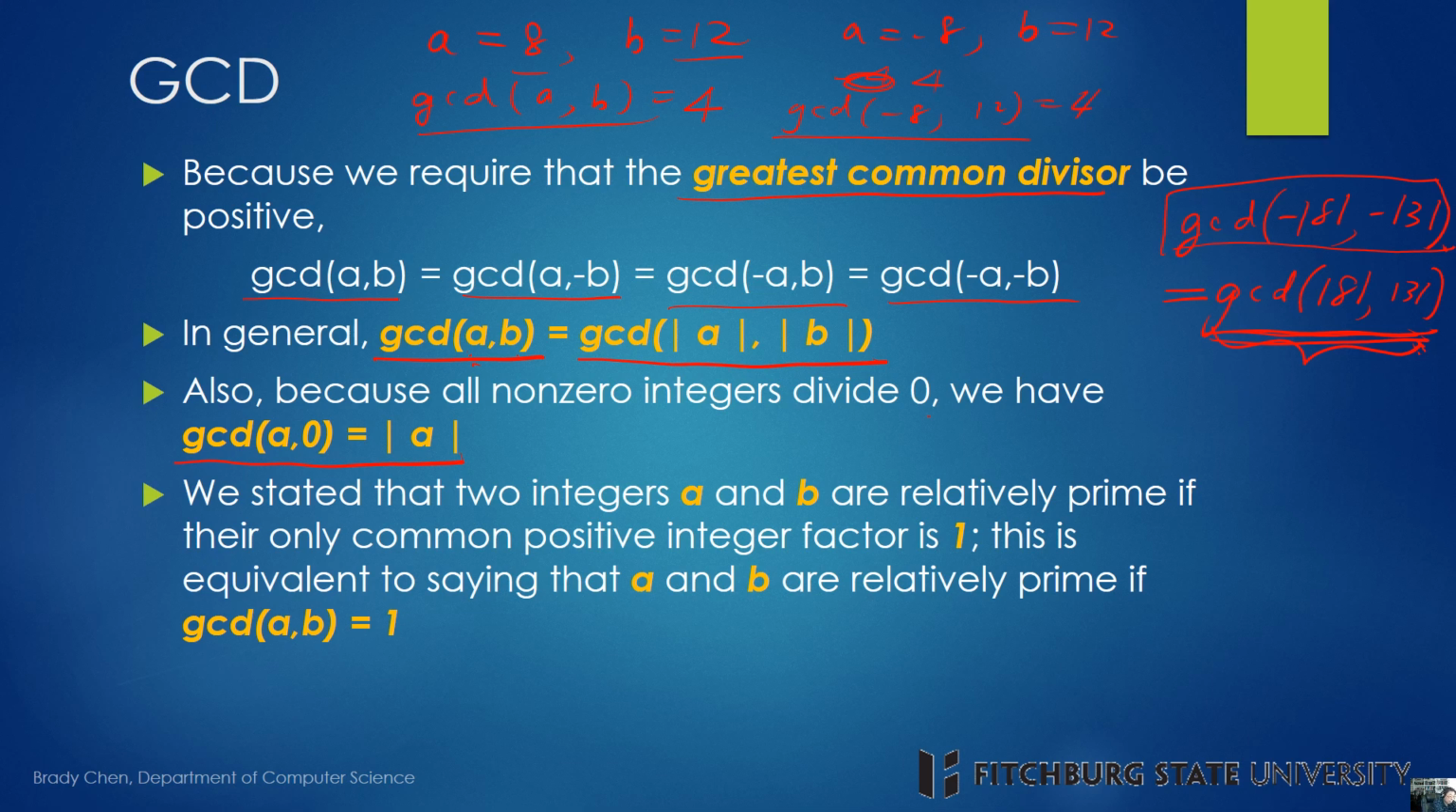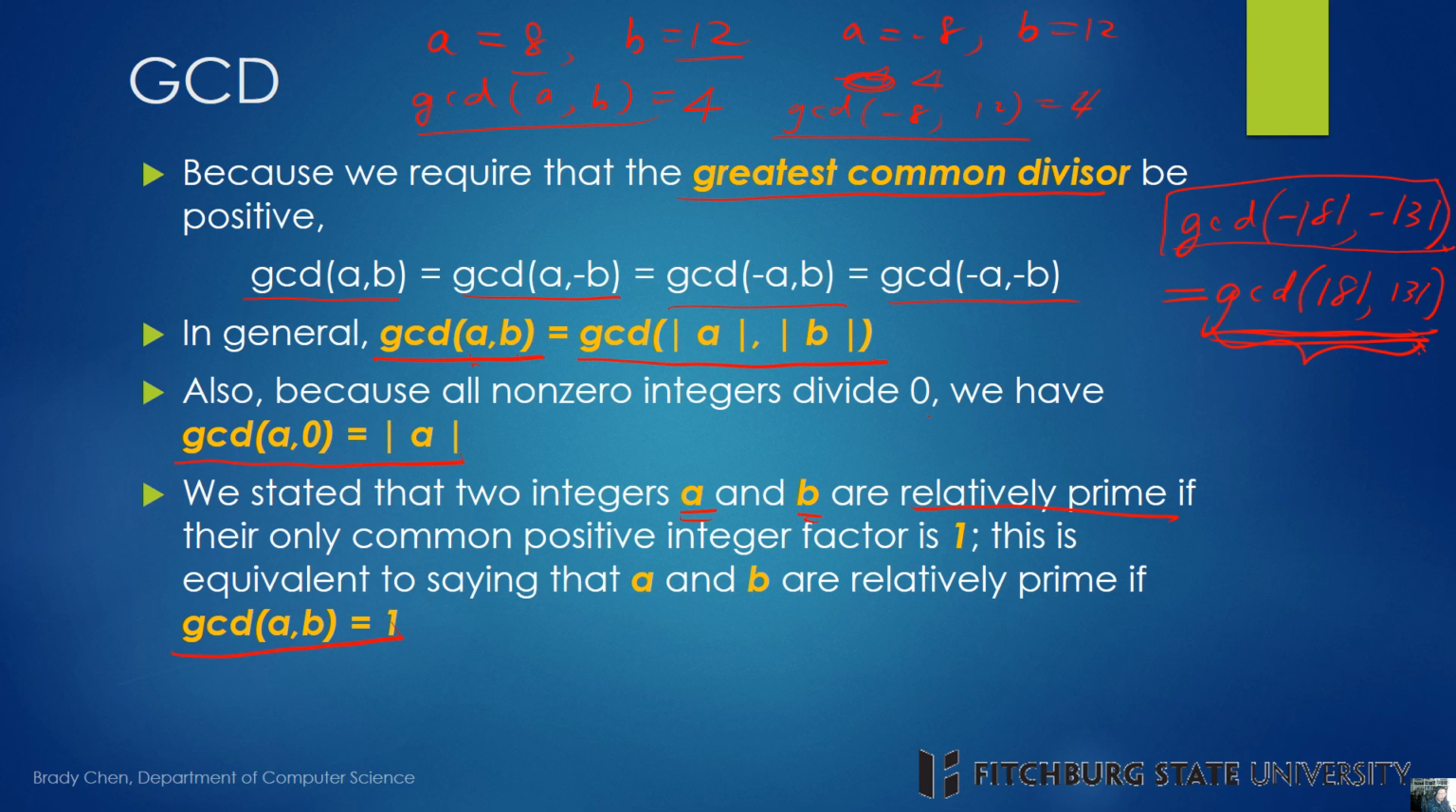Now, remember the previous slides, I just actually skipped the last statement. We talked about relatively prime. So we stated that two integers A and B are relatively prime if their only common positive integer factor is 1. Or in other words, we say that A and B are relatively prime if the greatest common divisor of A and B is 1.